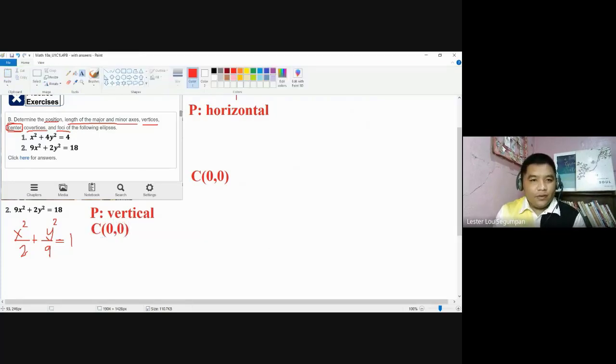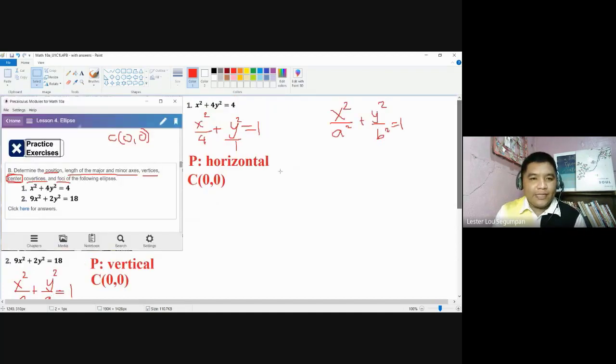Let me move this up. All right. So we are now done with two items. Position is already solved, as well as center. Now the length of the major and minor axis is dependent on the value of a and b.